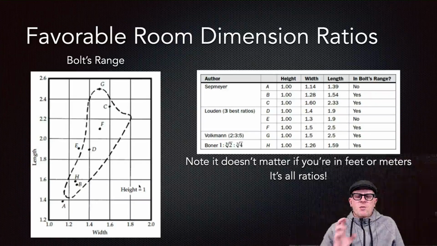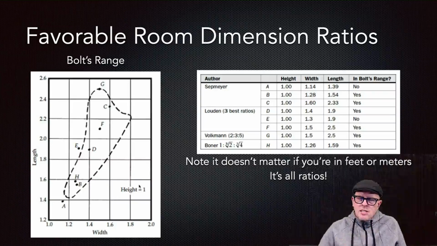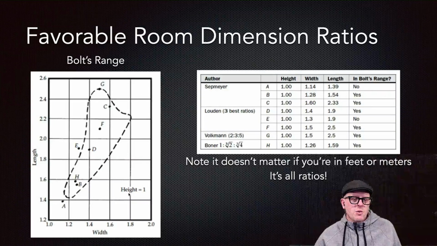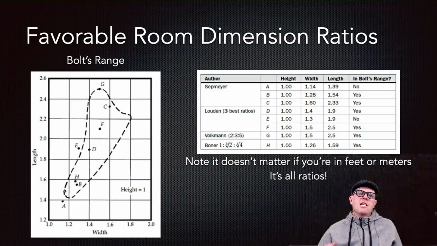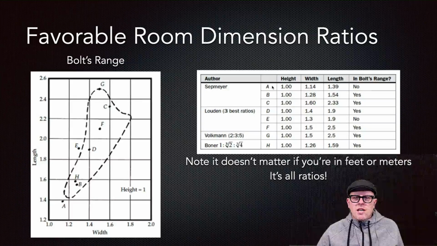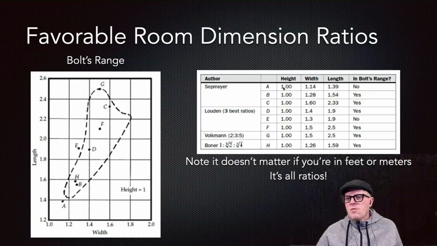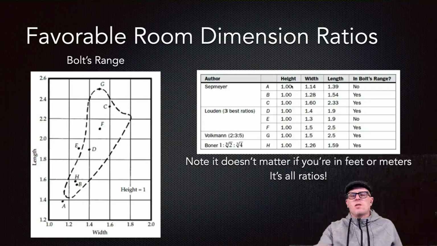And what we're doing is we call it normalizing the height. So this is all in ratios. If you're within this pork chop, generally speaking, that's going to be considered a favorable room dimension. This one right here, they call it a height of 1. So if your height was 8 feet, for instance, the way we normalize it, you take your smallest axis, which is usually height, and you divide the width and the length by the height value. I'll walk you through this.